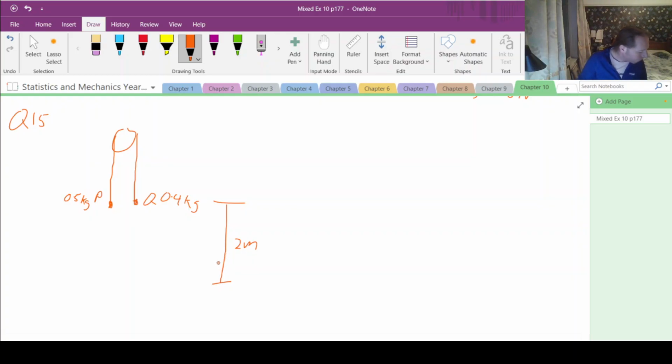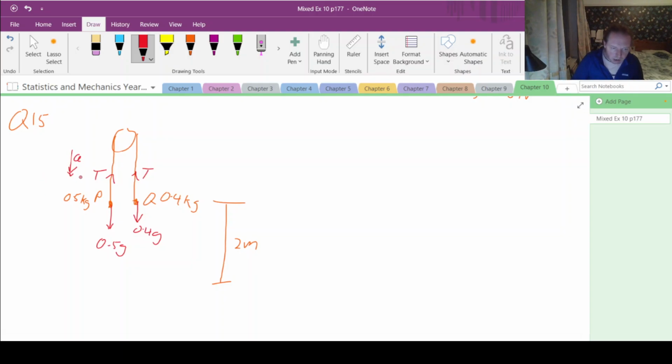Write down an equation of motion for P. Okay, let's see what we've got going on here then. So we've got some forces to put in. We've got the tension force on the rope. We've got the weight of P, which would be 0.5 G, and we've got the weight of Q, which is 0.4 G as well. Acceleration will be going in this direction, and it will be going in this direction on the other side, being the heavier weight of P.